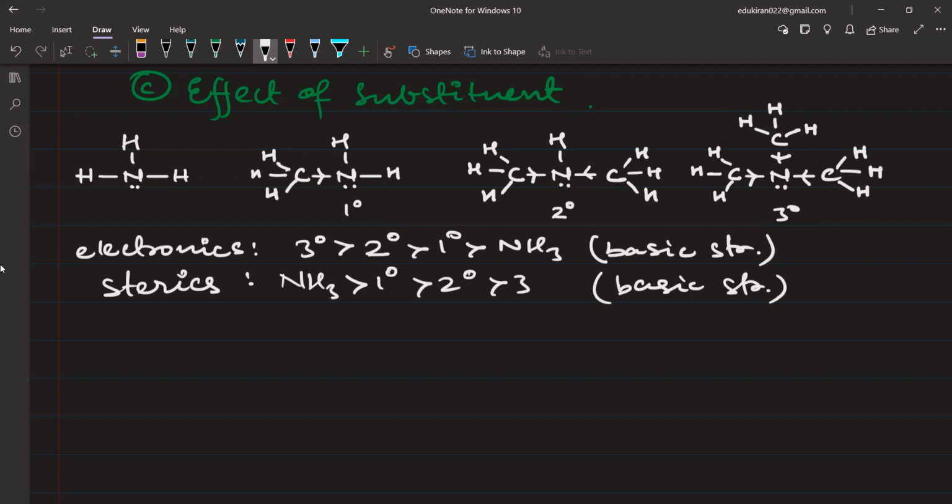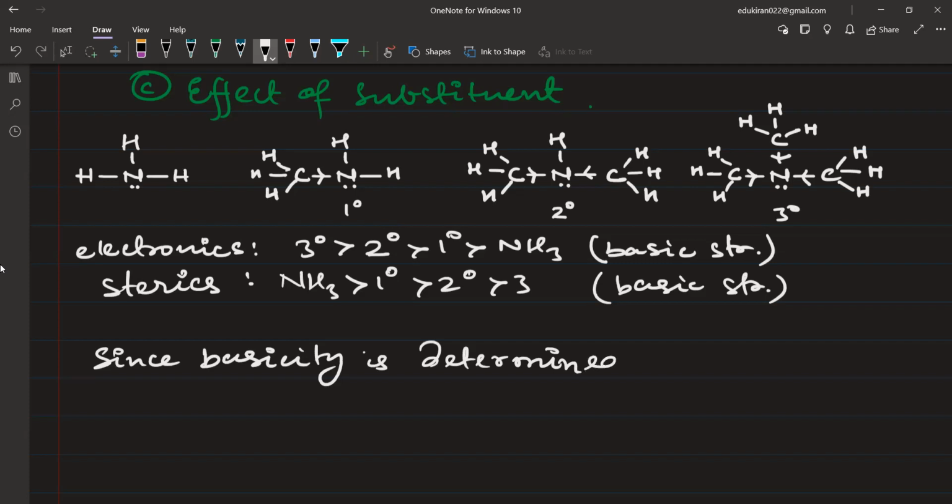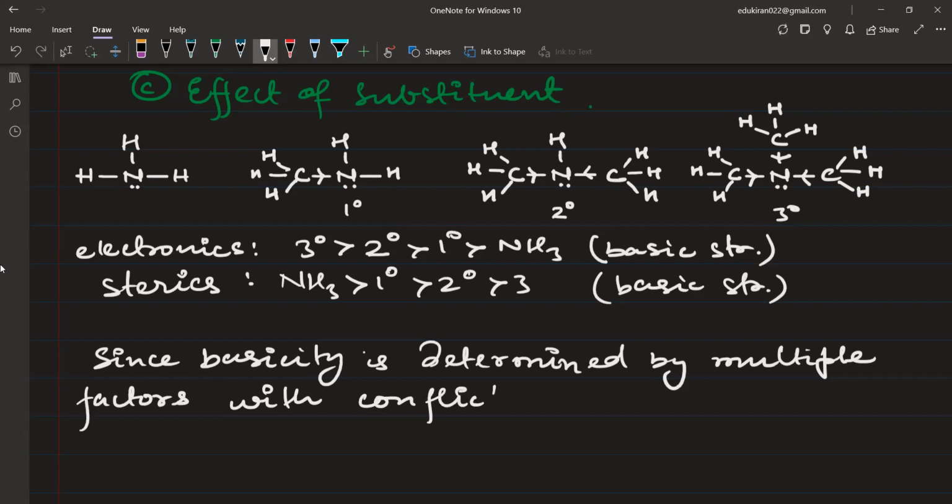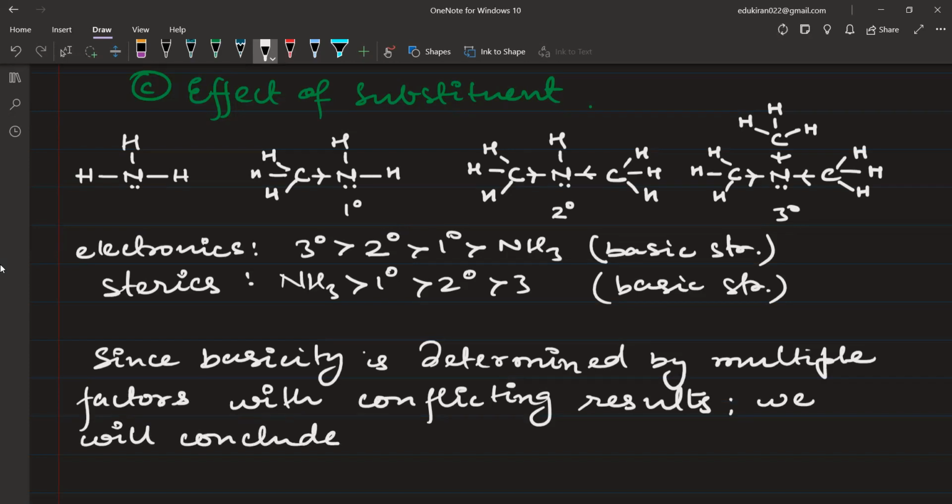results. Okay, so please write, since basicity is determined by multiple factors, with conflicting results, we will conclude with experimental results.